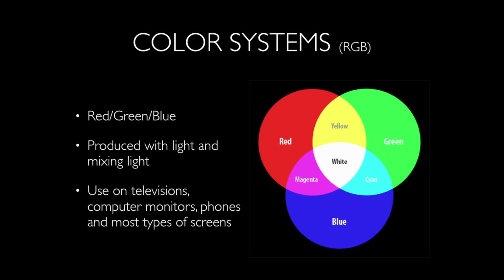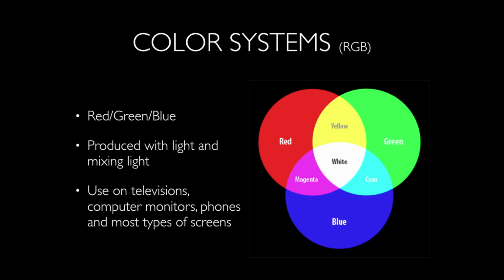An RGB system is produced with light and by mixing light. So you could call it an additive system. We take a light, we shine it, and there used to be a great exhibit at the Exploratorium. They've since taken it down, where you could see this in effect. But essentially, if we turned on a green light, we'd see green. If we turned on a green light and a red light, where the two of those lights would overlap, we'd get yellow. If we turned on a green light, a red light, and a blue light, where all three of those overlap, we'd get white light.